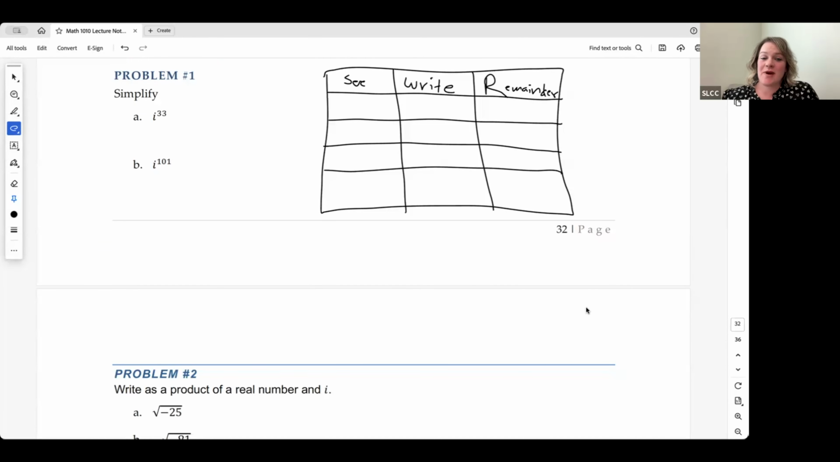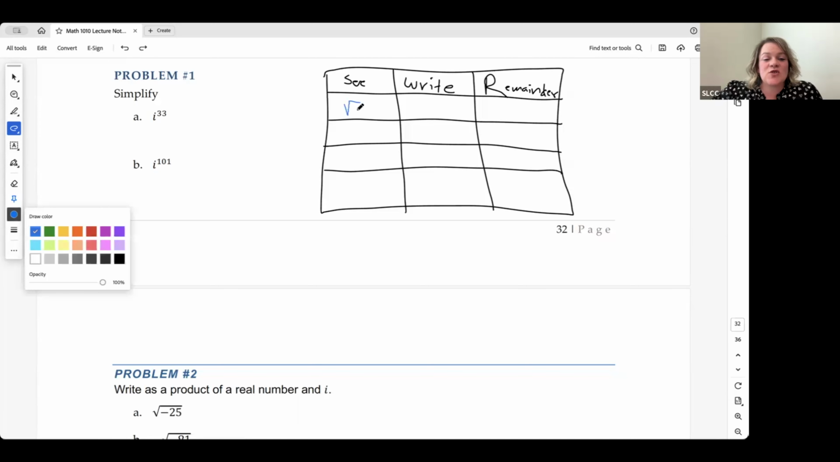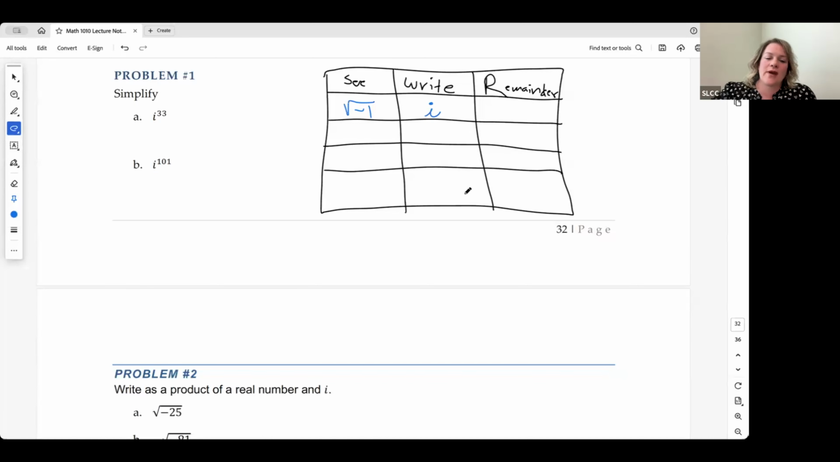Okay, when we're talking about i, we see things as we're dealing with it, and then we write something that is mathematically sound. So we're never going to write the square root of -1. We're going to change that to i. So if I see the square root of -1, then I'm going to write i. Okay, and then what happens if I see an i squared? So maybe I'm multiplying and I get i squared. How do I deal with that? We now know that i squared is -1, so we write -1.